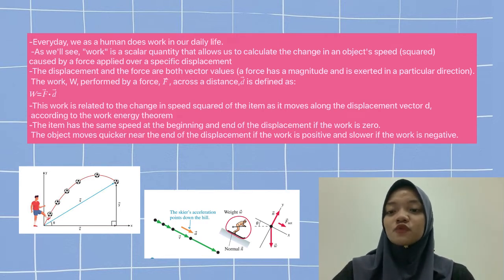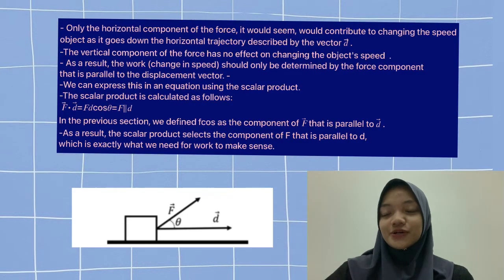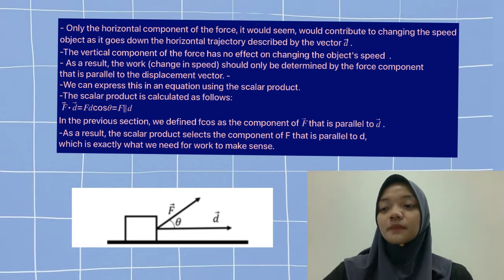The object moves quicker near the end of the displacement if the work is positive, and slower if the work is negative. As we'll see in the figure shown on the screen, only the horizontal component of the force would seem to contribute to changing the speed of the object as it goes down the horizontal trajectory described by the vector D. The vertical component of the force has no effect on changing the object's speed. As a result, the work should only be determined by the force component that is parallel to the displacement vector.